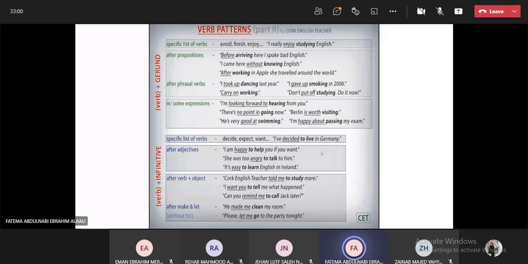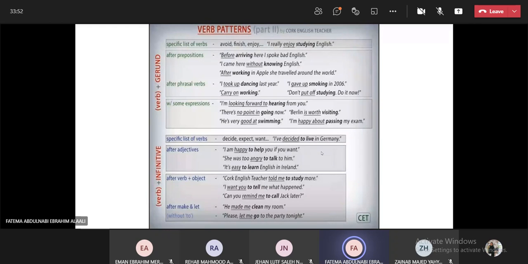Also, there is a specific list of verbs like avoid, finish, enjoy. After these specific verbs, we always have to put the verb in the gerund. I will give you the list of the verbs that come before the gerund, and the list that comes before to plus infinitive. So for verb plus infinitive, when do we use it? First, a specific list of verbs like decide, expect, want. I will give you a list and you have to memorize it so you can choose in the test which verb pattern suits a particular sentence.